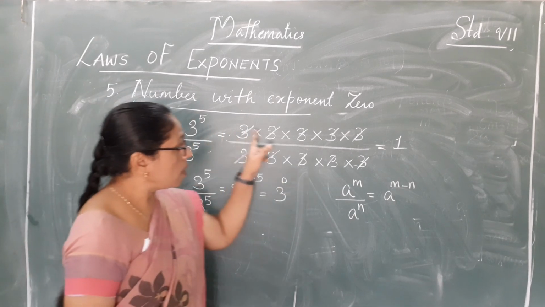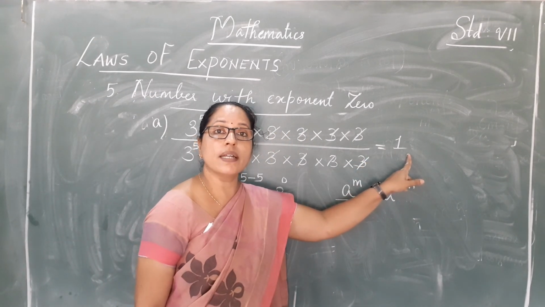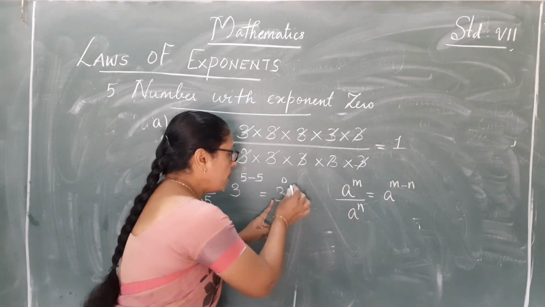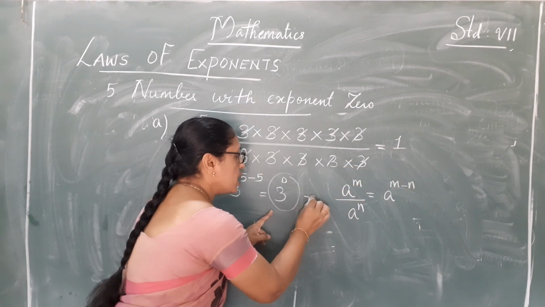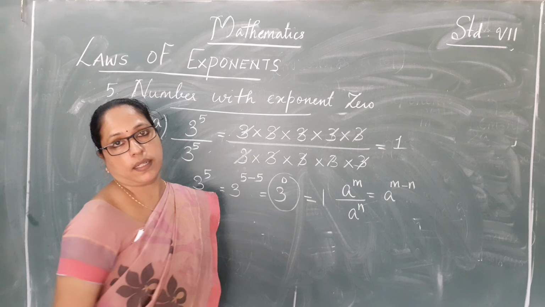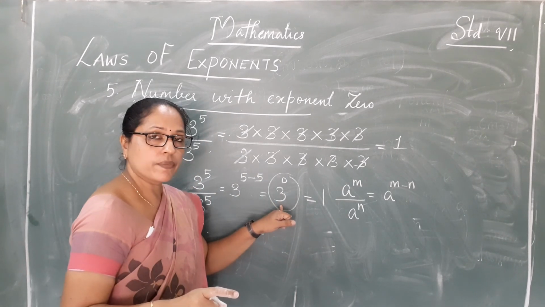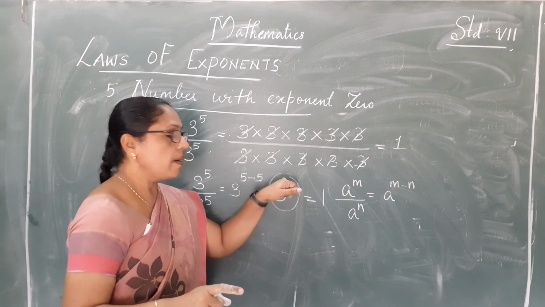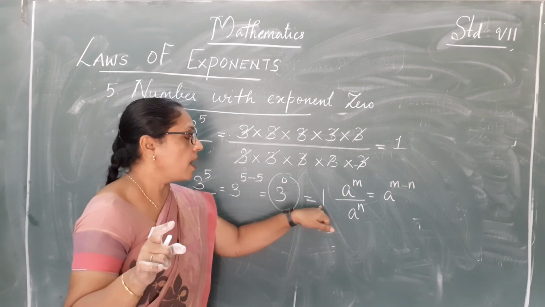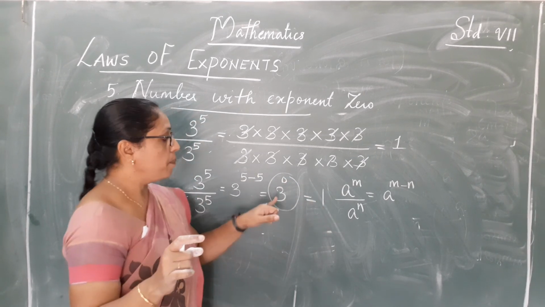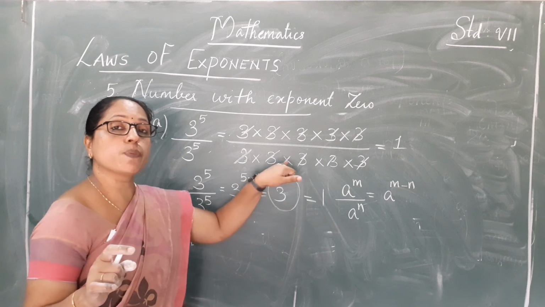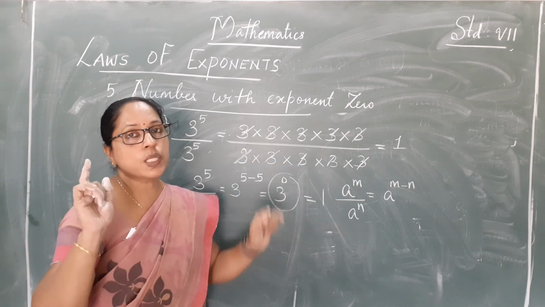And as we solved it directly, what we got the answer? 1. So here we are coming to a law. 3 raised to 0 equals 1. So the law says that any base with the exponent 0, the answer is 1. The number with exponent 0, the answer is 1.